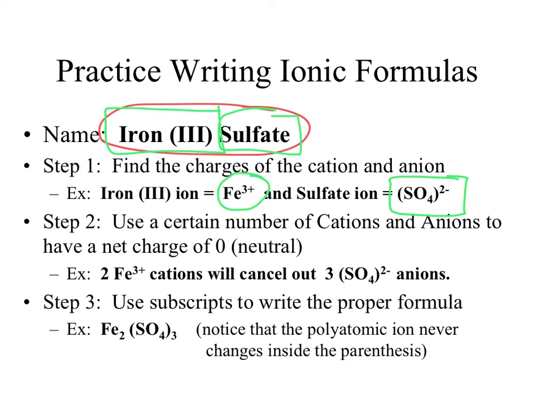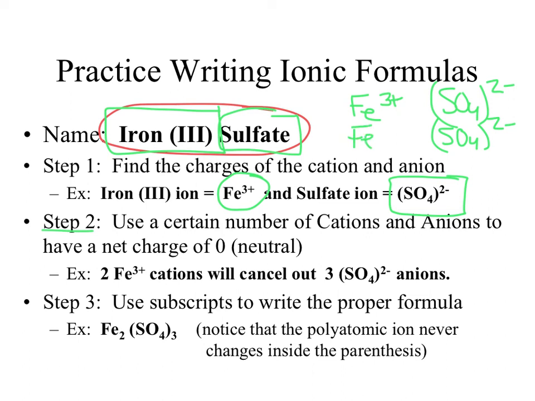Okay. So now that I have those ions, I want to figure out step 2, how many of each do I need so that they cancel out and equal 0? Well, let's do a little bit of work here. If iron is 3+ and sulfate in parentheses is 2-, how many of each do I need so that they end up equaling 0? Well, 3+ and 2-, if I get another sulfate, unfortunately 2- and 2- gives me a -4. So that's not going to work.